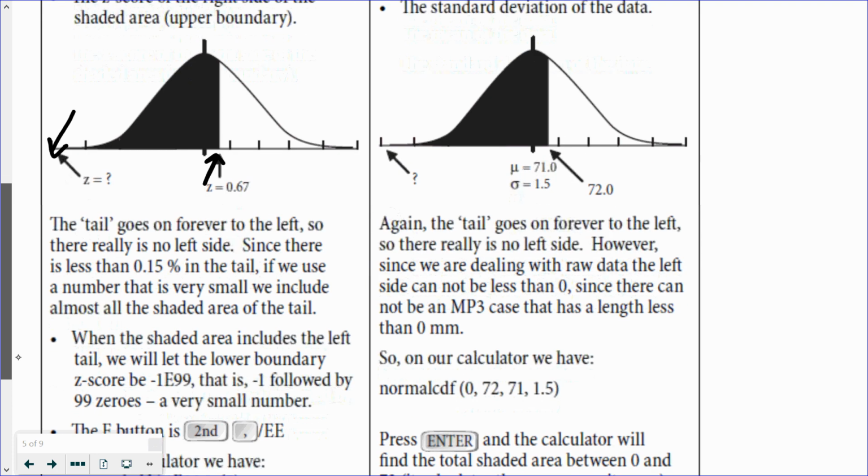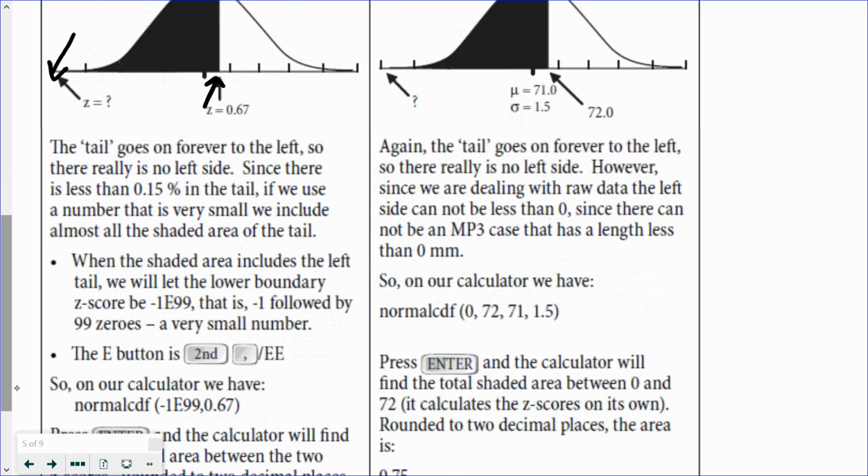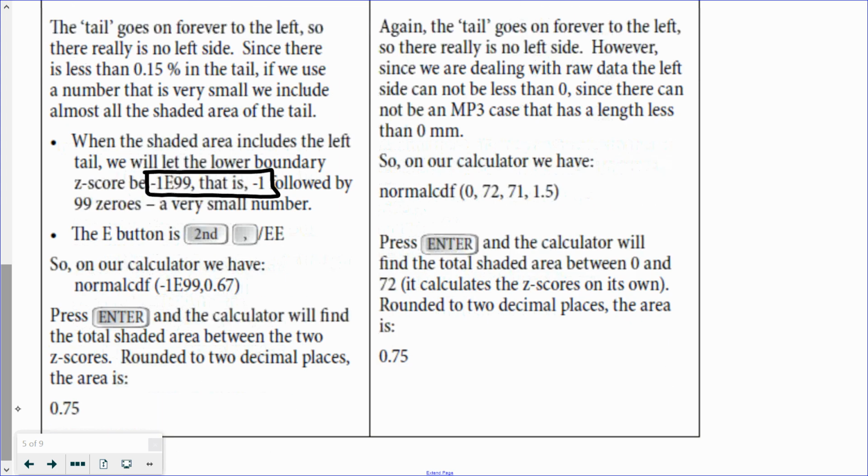And when the shaded area includes the left tail, we need the lower boundary to be a super small number. They use -1E99, a super small number. You can put it in this way. You could probably just put in -10, which should give you a close enough answer, but you want to have a really small number. You can put in -10,000. You're going to see it's probably not going to be that different. This is just making a super small number. If you put in -10, it should be okay.